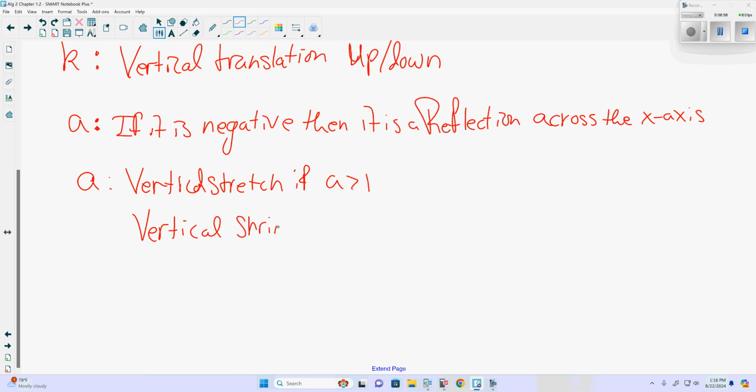Vertical shrink if 0 is less than A is less than 1. So if the value of A is between 0 and 1, it's a shrink. If the value of A is greater than 1, it's a stretch. And when we're talking about this, we're talking about the number value of A, not its sign, whether it's positive or negative. What is that number? That's what we're looking at.